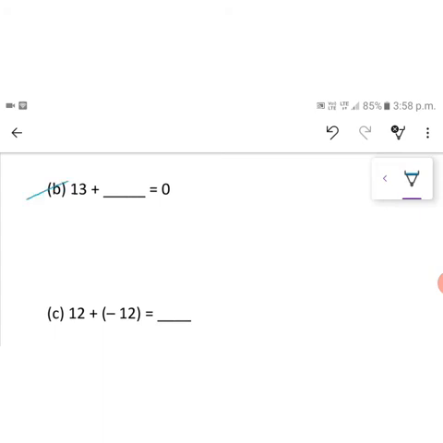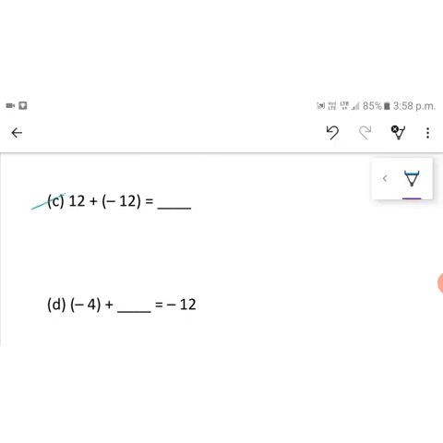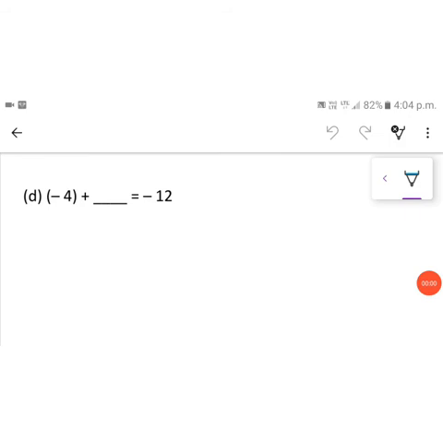B part. 13 plus dash is equal to 0. Additive inverse of plus 13 is minus 13. 13 minus 13 equal to 0. C part. 12 plus minus 12 equal to 0. 12 and minus 12 are additive inverse of each other. So the sum will be 0.